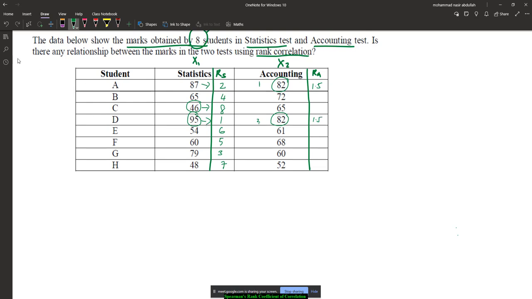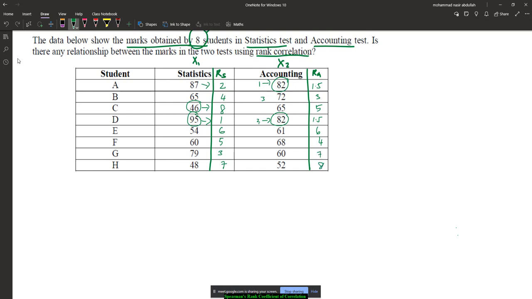So 1.5. The next is 72. This is 1, this is 2, so 72 is number 3. So it's going to be rank number 3, right? And then the next lowest is 68, which is rank number 4. 65 is rank number 5, and then 61 is number 6, and these are number 7 and number 8, right?